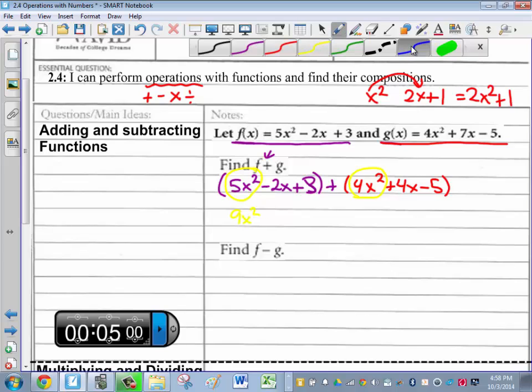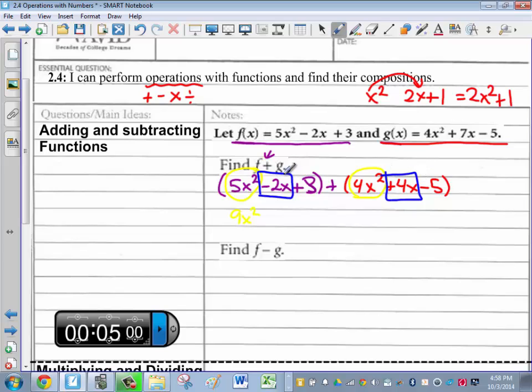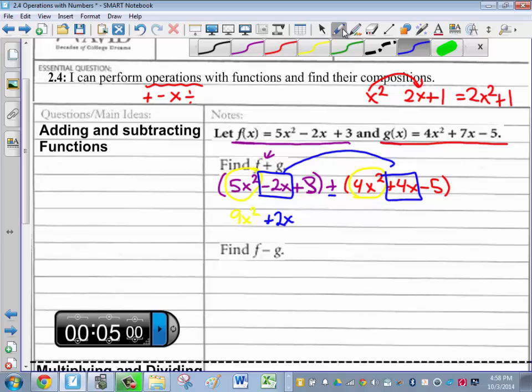And then let's combine some more terms. I got this negative 2x, and I got a positive 4x. A negative 2 plus a positive 4 is equal to a positive 2x, right? And let's do one more. Let's do green. So now I got my 3 right here, and I got my negative 5 right there. A 3 plus negative 5 is negative 2.